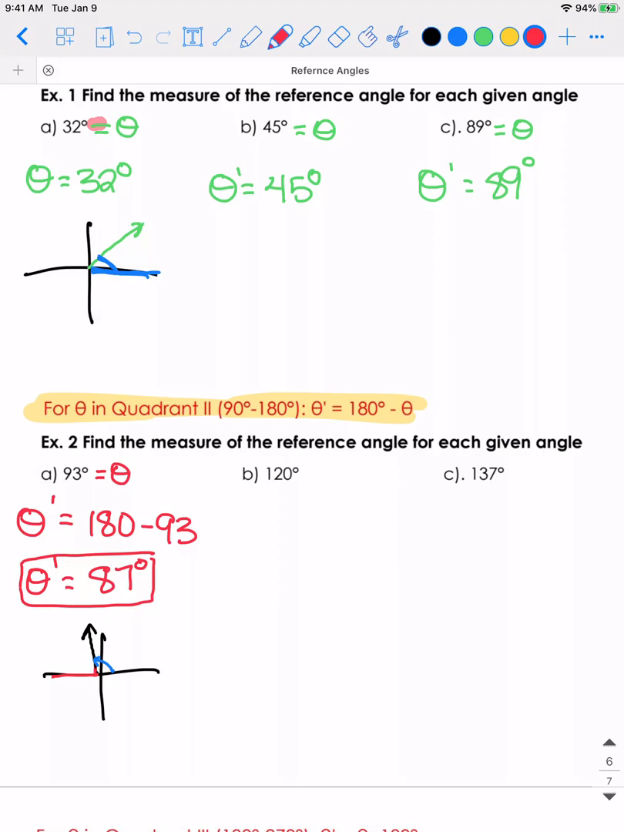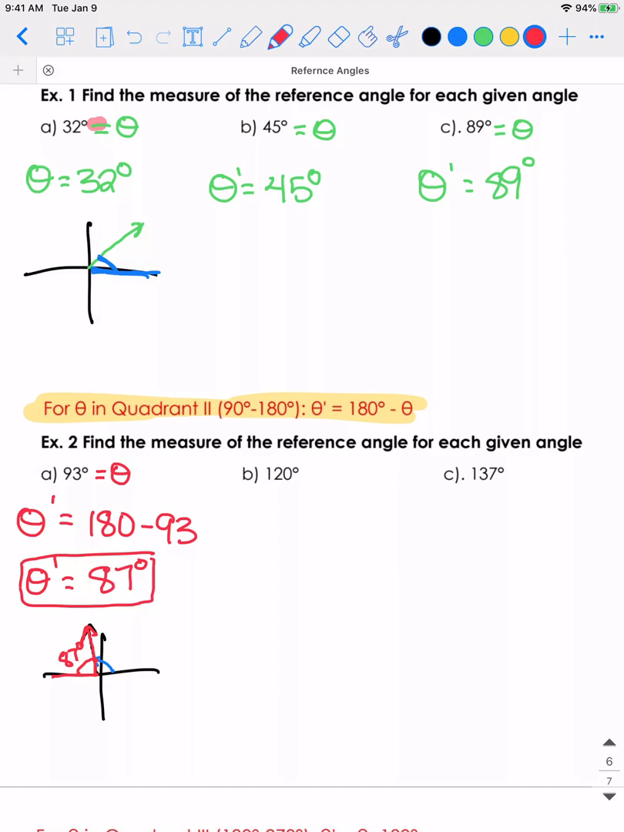So we're talking about from here to here, what I just changed to red. This is 83 or 87 degrees. That is the reference angle we're looking for. It's always whatever is the closest x-axis.